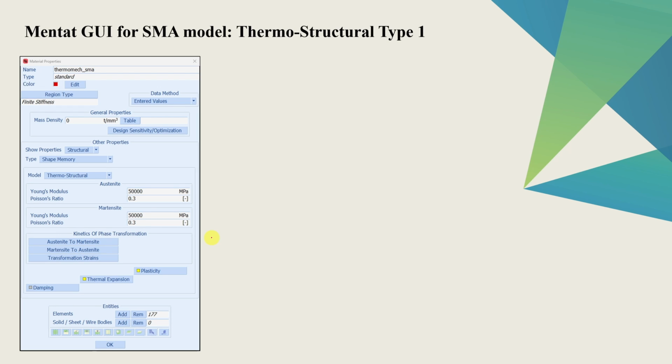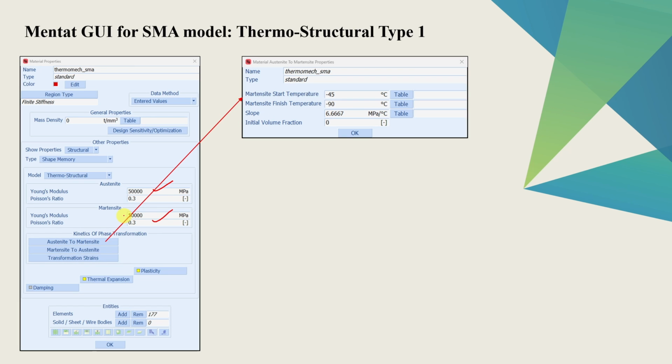In Mentat, this is how you define SMA thermostructural material model. You have to define elastic properties over here for austenite and martensite. Then the phase transformation related parameters you will define over here. These are martensite start and finish temperature and also slope. In addition, we have to define initial martensite volume fraction.